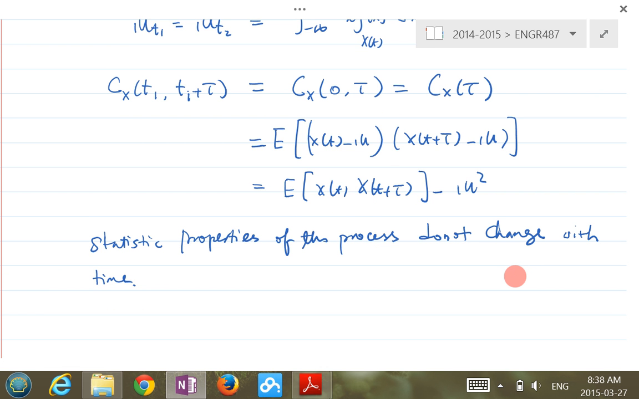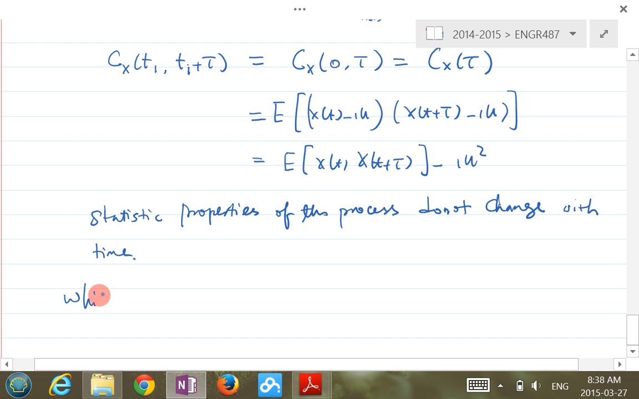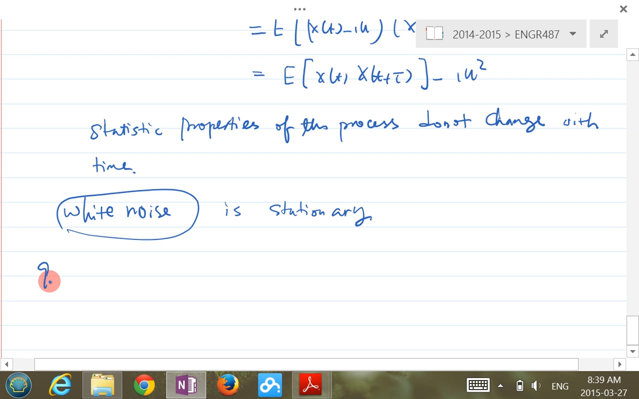One example is when you're looking at white noise. We'll explain what white noise is. White noise is stationary. If you generate white noise, it's a Gaussian. Every time you generate, if it's ideal, the statistical property doesn't change. So number 9, let's look at the white noise.